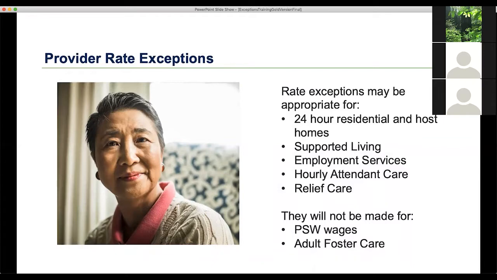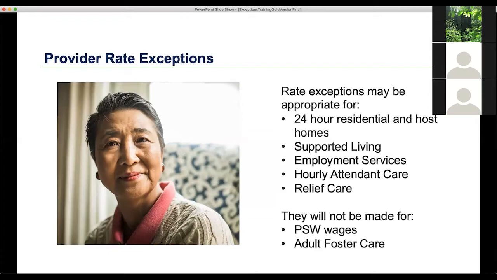So these apply to our 24-hour residential homes and our host homes, supported living in the way it's currently structured, employment services, hourly attendant care. And when we're talking about the attendant care, we're not talking about volume of hours. Again, we're talking about a rate associated with the attendant care provided by a provider agency, as well as relief care. Similarly, this is going to be a provider agency that needs a higher rate to make sure that there's the available staffing resources and supports for someone to be safe during the delivery of that service. And this is very specific to agency, provider agency rates.